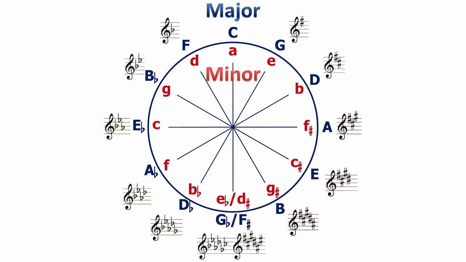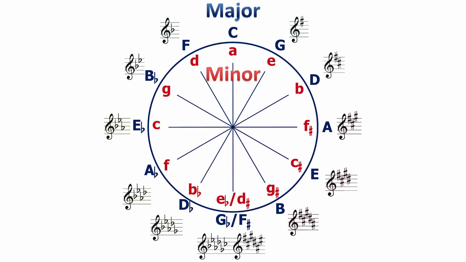E flat major gets three flats on B, E, and A, so E flat, F, G, A flat, B flat, C, D. A flat major gets four flats on B, E, A, and D, making it A flat, B flat, C, D flat, E flat, F, and G.